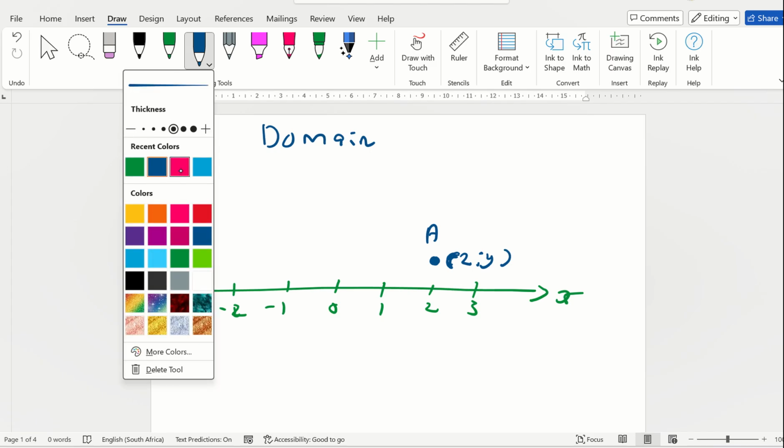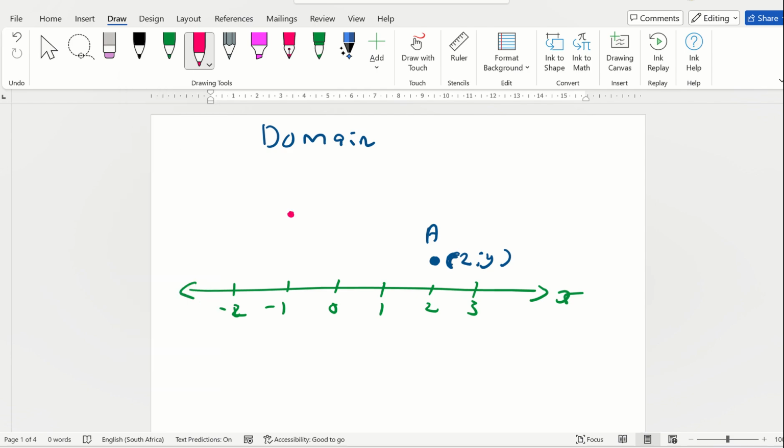Let's look at another point. Let's just say this point. Let's call it point B. What is the x coordinate of this point? Point B?